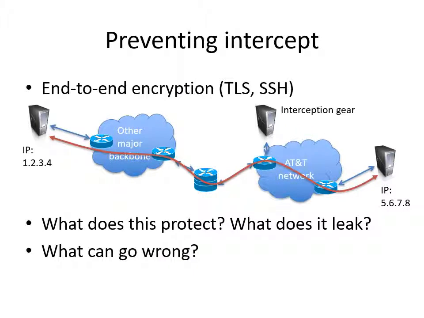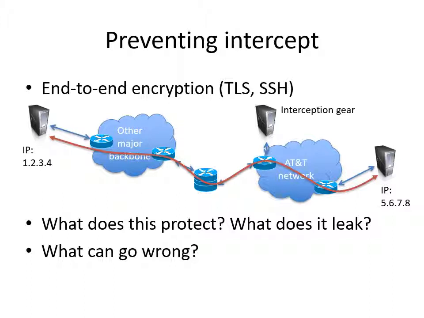So how do you prevent this? One way is end-to-end encryption. If the service you're talking to supports encryption, then you can encrypt the data on your side and it goes all the way through to the other side, and nobody on the inside can see what's going on. So this will prevent deep packet inspection.